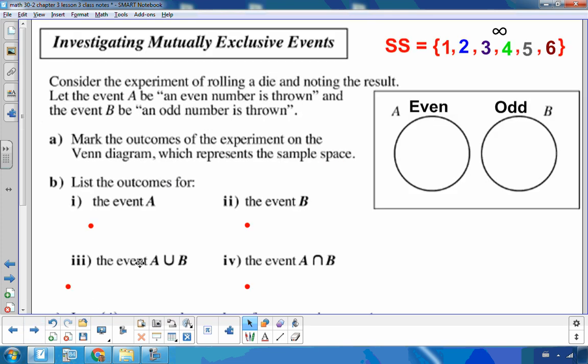Let's look at investigating mutually exclusive events. So let's say I have a die, I roll the die, and I'm going to classify my events as either rolling an even number or rolling an odd number. So here are my 6 numbers of a die. Let's categorize them as either even or odd. So 1 is odd, 2 is even, 3 is odd, 4 is even, 5 is odd, 6 is even. So event A, everything in circle A, you can see are the numbers 2, 4, 6. The odd numbers in circle B here, 1, 3, and 5.